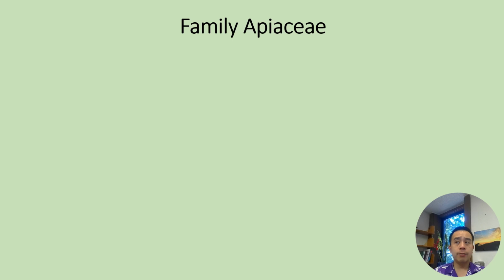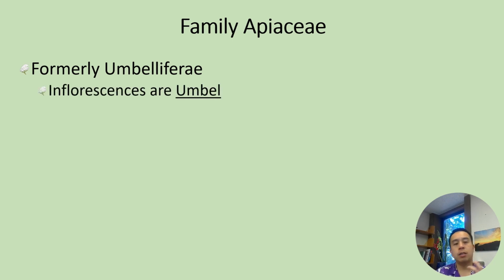So the Apiaceae family can typically be characterized by their umbel-shaped flowers or compound umbelled flowers. In fact, the family used to be called Umbelliferae for those flower types before it was renamed to Apiaceae. And that's because the inflorescences are umbels, and specifically they're compound umbels, or an umbel of umbels.